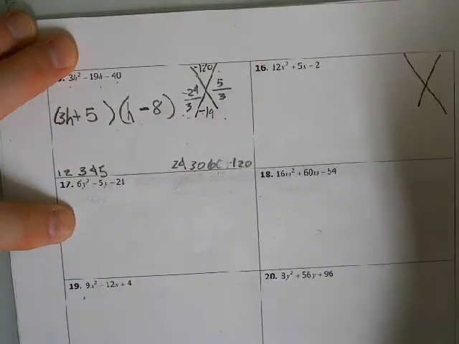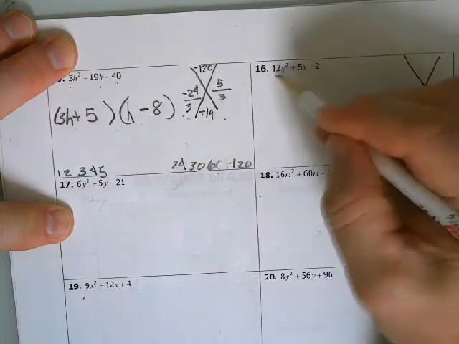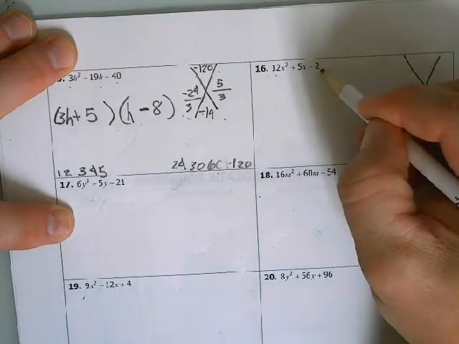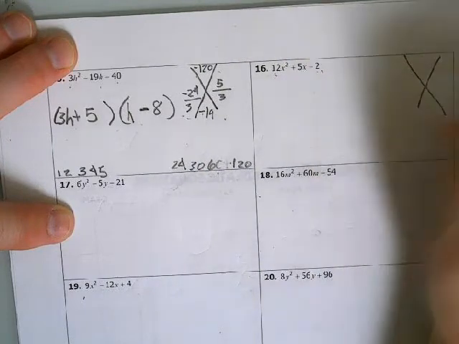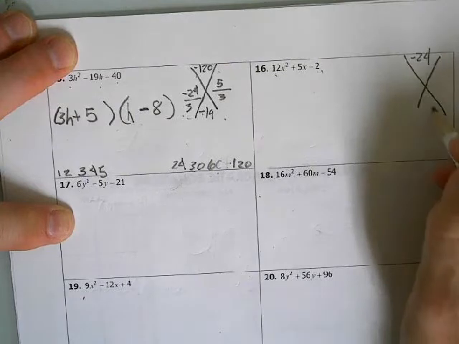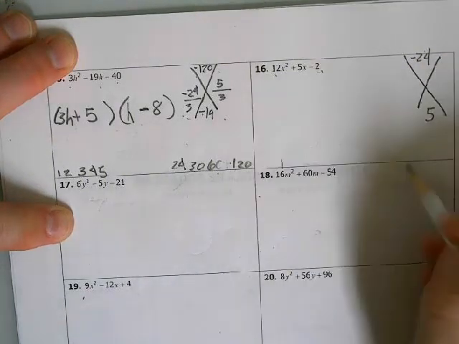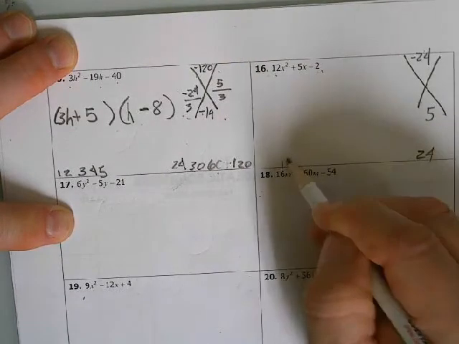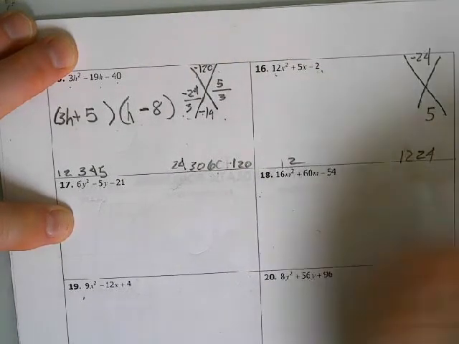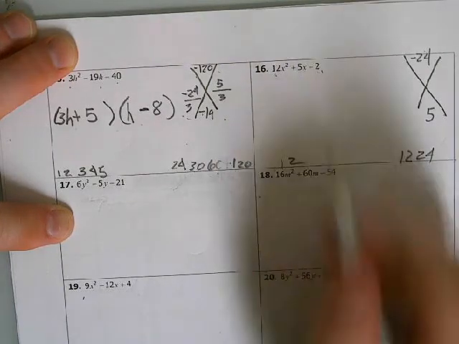Try another one. No greatest common factor here. Then I go 12 and negative 2 is negative 24. Positive 5 on the bottom. Factors of negative 24. 1, 24. 2, 12. I'm looking for a difference of 5 because this is negative. One's negative, one's positive.